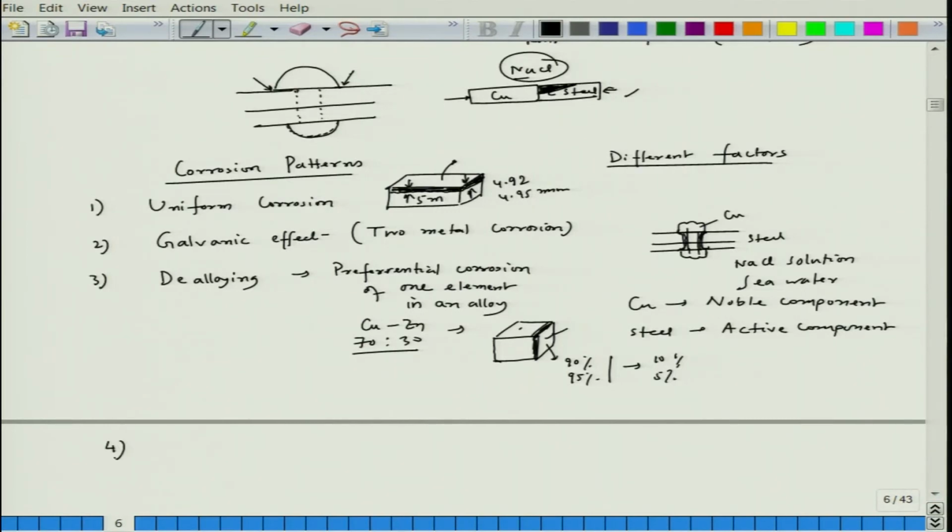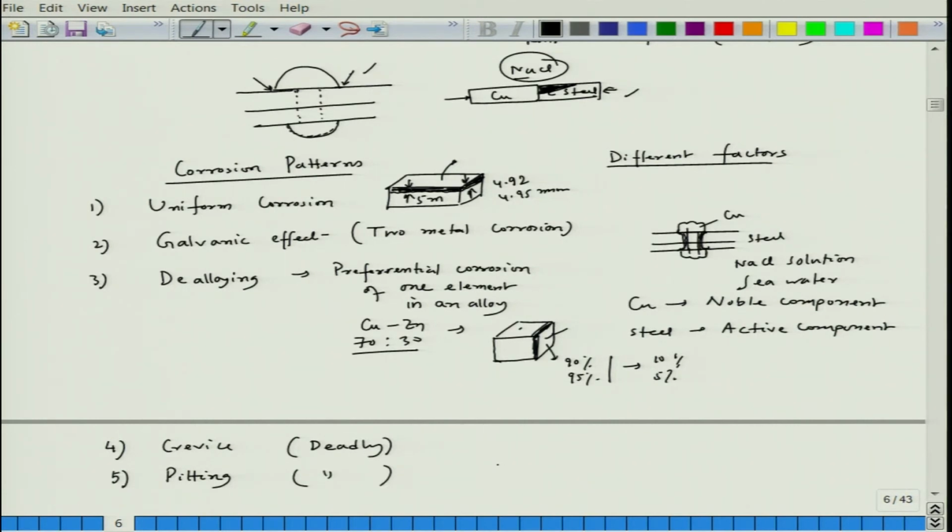Now, fourth, we have crevice. Crevice, for example, here, wherever there is a crevice or sharp corner, that portion can experience this kind of crevice corrosion, which is very, I would say, deteriorating, or I would term this word called deadly corrosion. This is a very bad type of corrosion. Then fifth, we have pitting. This is also extremely bad corrosion, deadly.